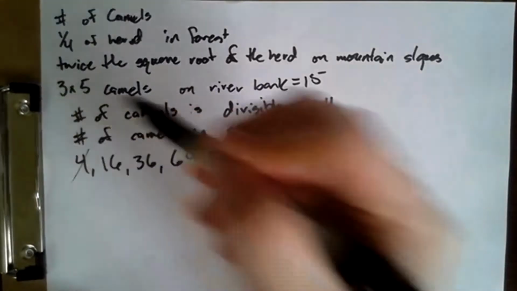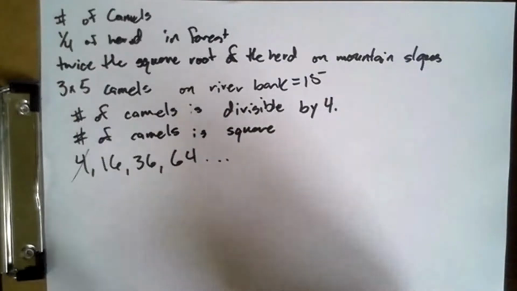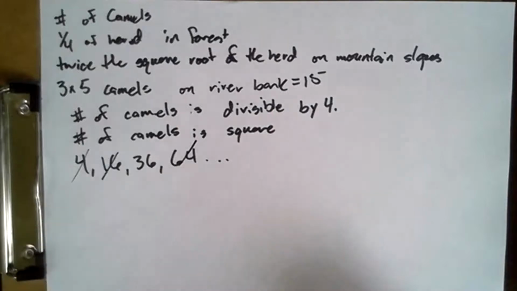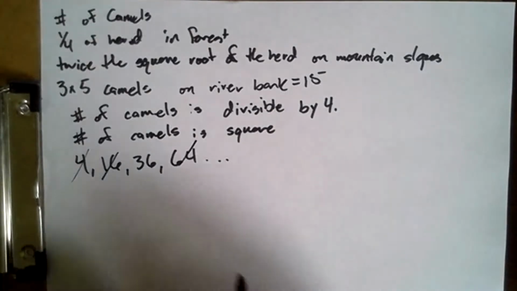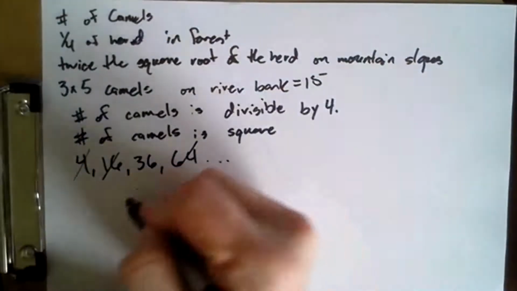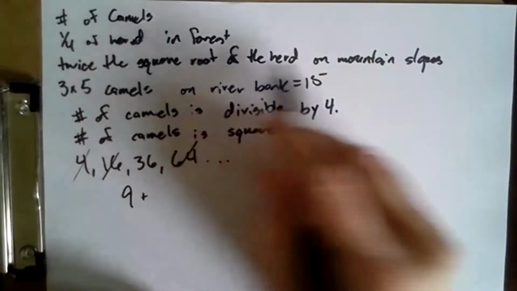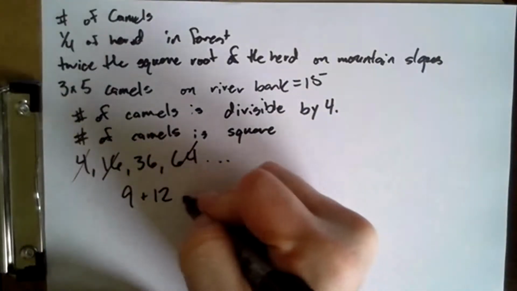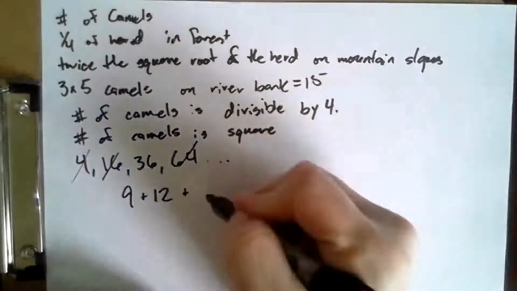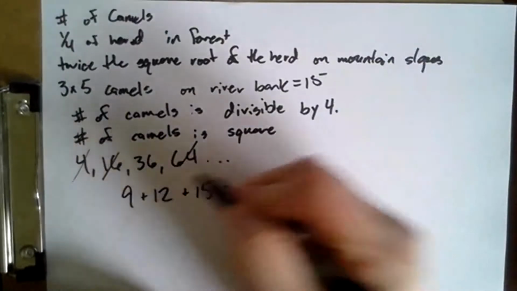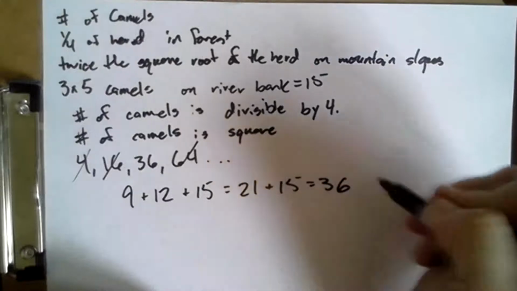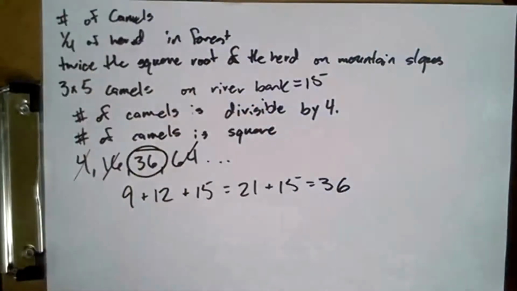I can cross 4 off because that's way too small. I can cross 16 and 64 off. We can try 36. If we try 36, that means that 1/4 of the herd is 9, plus twice the square root of the herd, that's 2 times 6 is 12, plus 15. Okay, well, 9 plus 12 is 21 plus 15, which is 36. There are 36 camels in the herd.